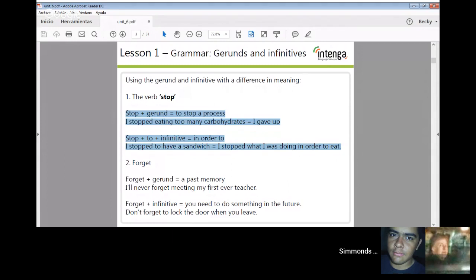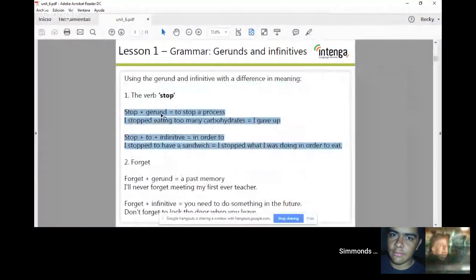Okay. So, do you see the structures? First, the structure is going to be most important, okay? We have I stopped. We can use any verb tense, okay? So this is in the past. And then we have the gerund ing here. Now, in this one, again, we have the main verb in the past tense. And then we have the verb to have with the infinitive, okay? So again, this is only structure. Do we have any questions about this?